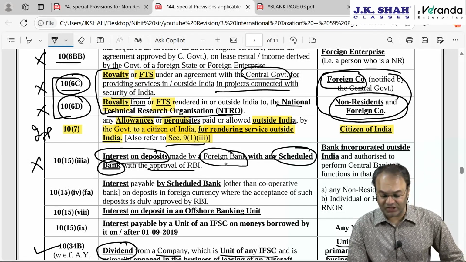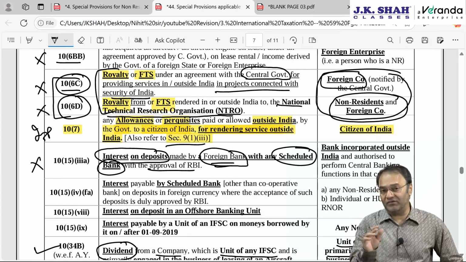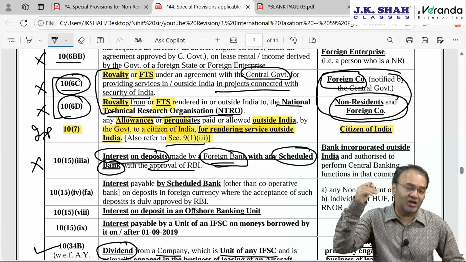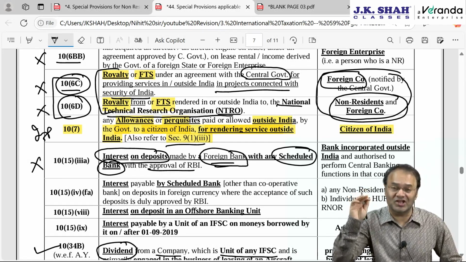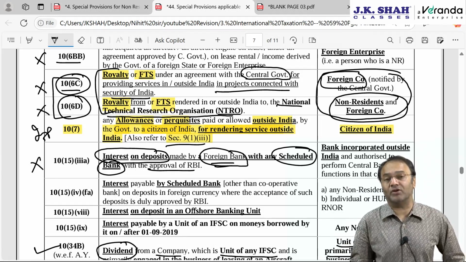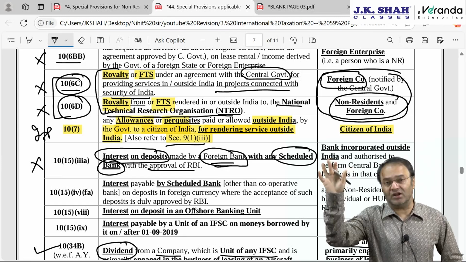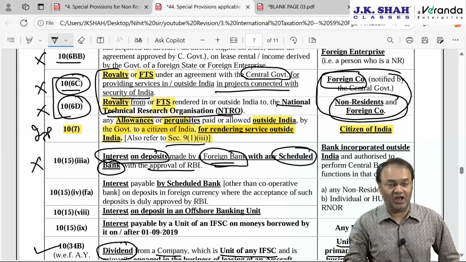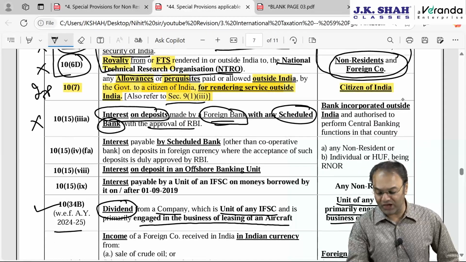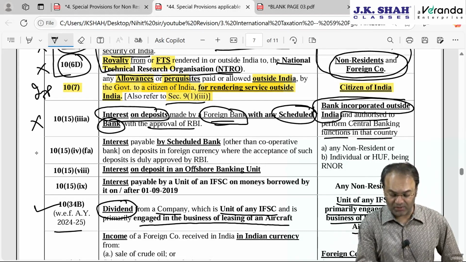provided that the foreign bank is such a bank which is authorized to perform central banking functions outside India. So the way we have RBI in India, in the same way if there is a bank like the Federal Bank of USA, or the Federal Bank of Sri Lanka, such kind of banks which are authorized to perform central banking functions. So if the leading bank of that country is putting an FD in any scheduled bank in India, then interest therefrom will be exempt. In whose hands? So the answer: in the hands of a bank incorporated outside India, provided it is authorized by the government of that country to perform central banking functions in that country. Unimportant, it doesn't come, questions have never come.